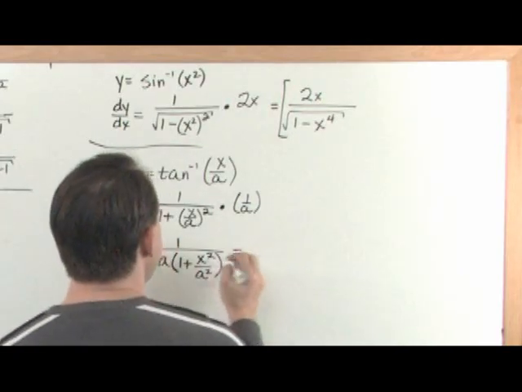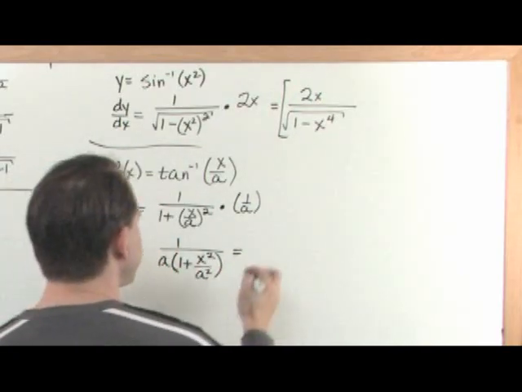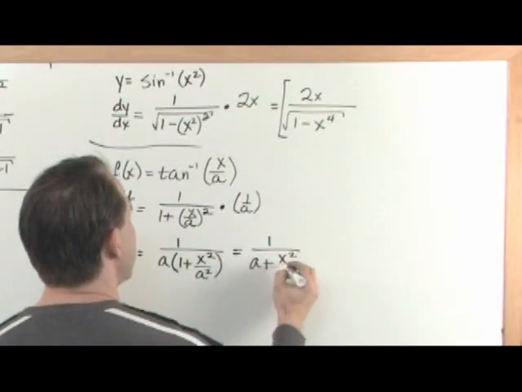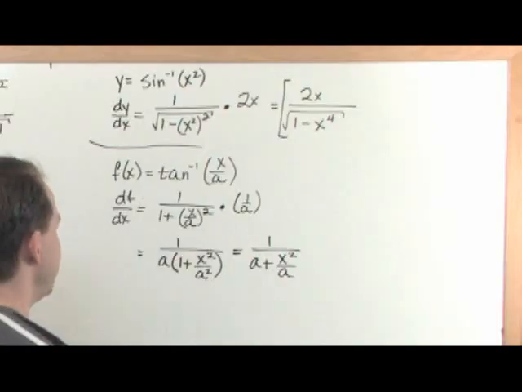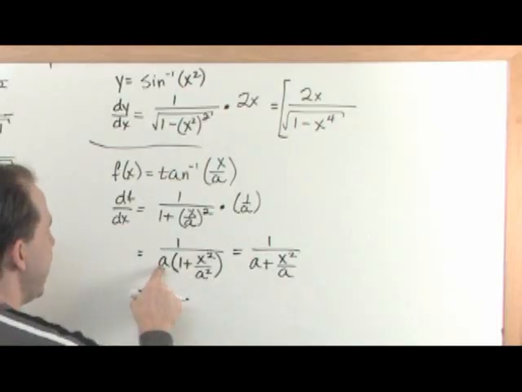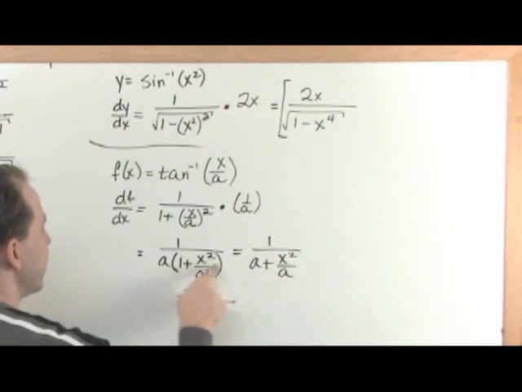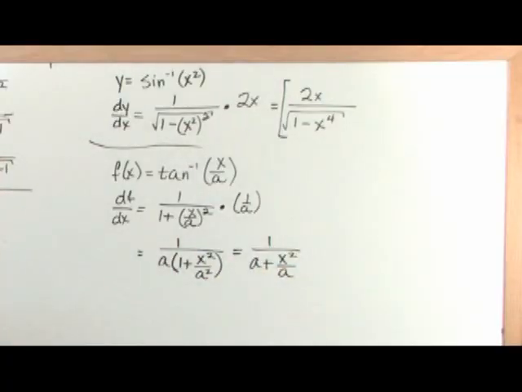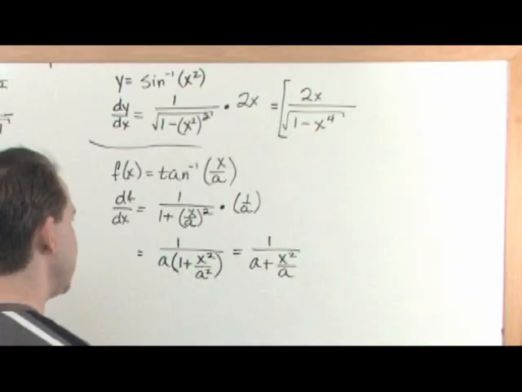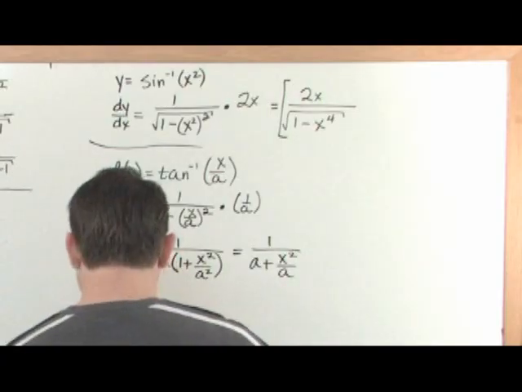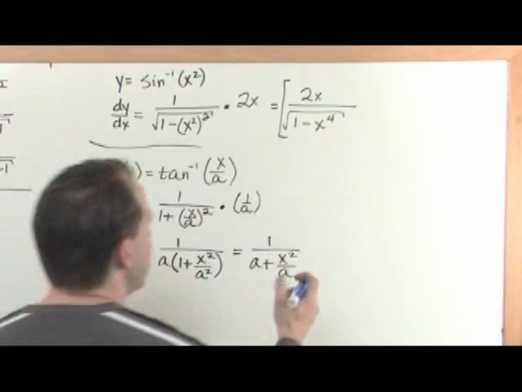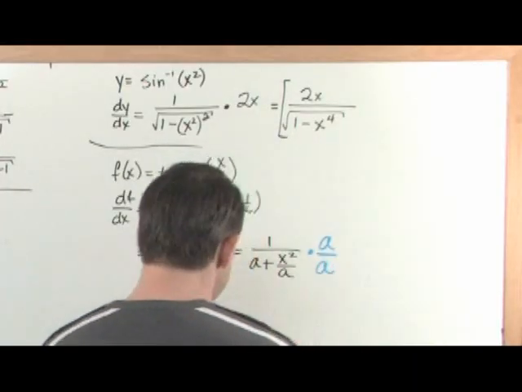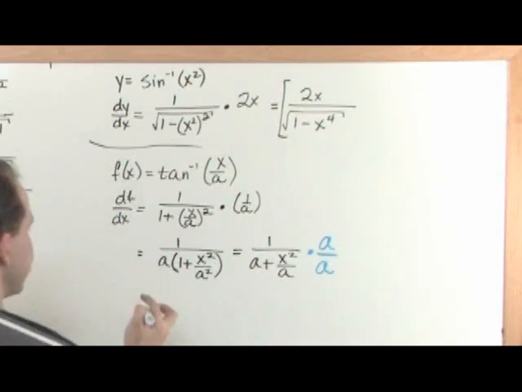And if I want to distribute this a in, it would be 1 over a plus x squared over a. Because a times 1 is a, and a times this stuff, the x squared is going to stay. One of these a's is going to cancel with one of these, giving me 1 a right there. And then finally, what I can do, if I want to make this thing a little bit more tidy, is, just for giggles here, I can multiply the top and the bottom by a, which is just multiplying by 1, and that's going to clean up some fractions.